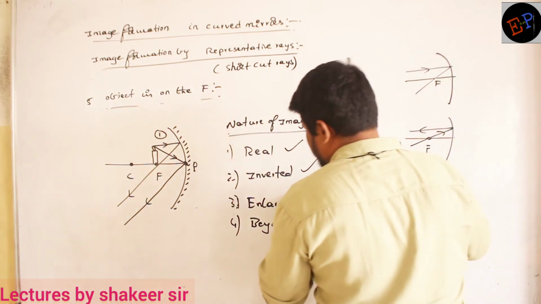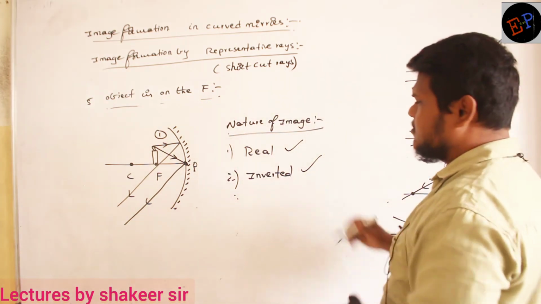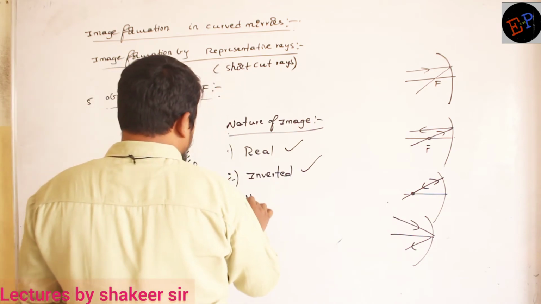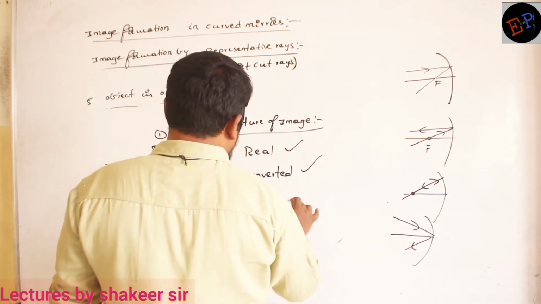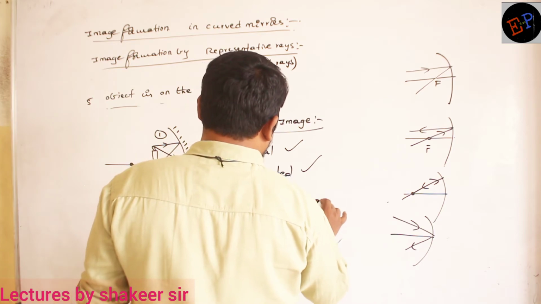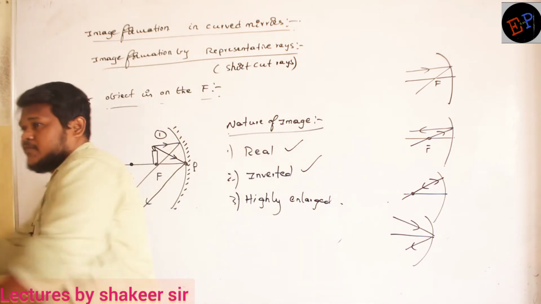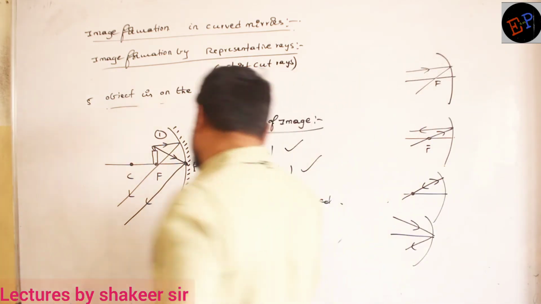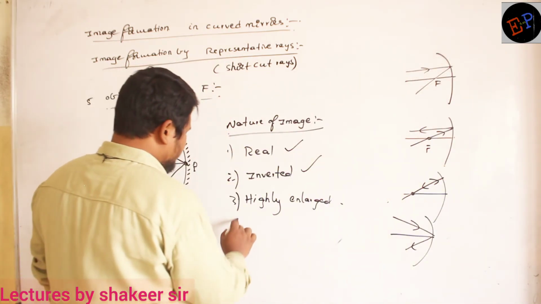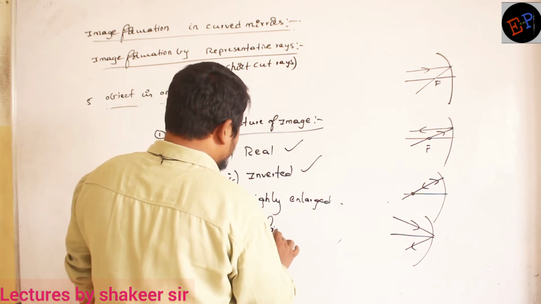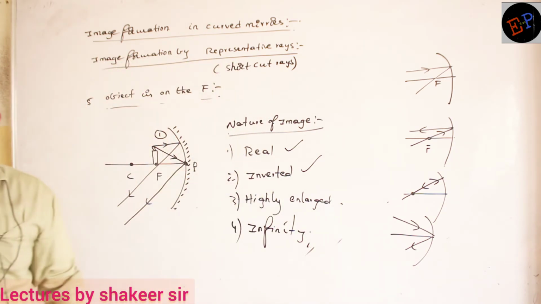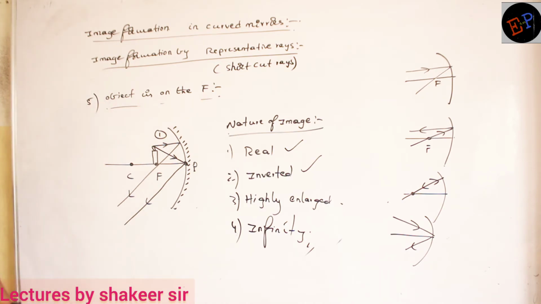So therefore, what is the nature of the image, ma? Definitely it is a real image, an inverted image. The third property is a highly enlarged image. Highly enlarged, because it will form somewhere at infinity, no? The size of the image will be very large. Clear? And where will it be formed? At infinity. This is the nature of the image. Fine. Next, the sixth one. Completed, ma?